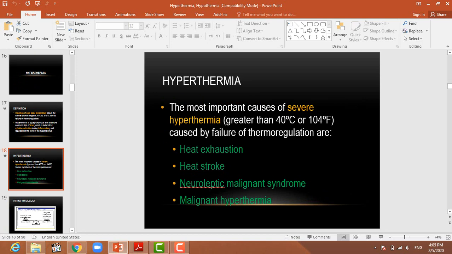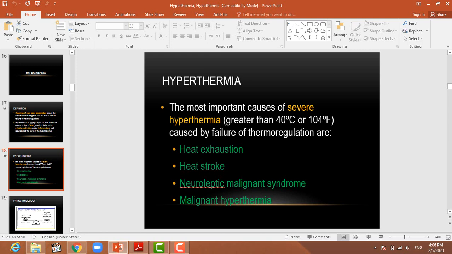The most common cause of severe hyperthermia, which is above 40 degrees or 104 Fahrenheit, caused by the failure of thermoregulation, is again back to the same thing: heat exhaustion and heat stroke. Heat stroke may lead to neuroleptic malignant syndrome with seizure fits, and malignant hyperthermia, which may lead to death.